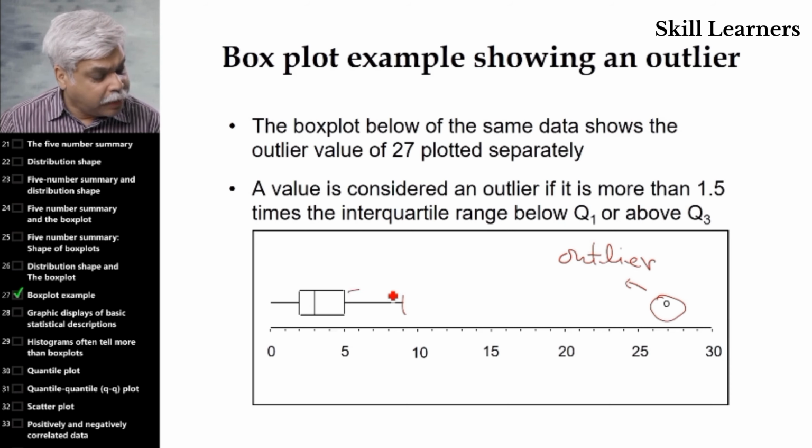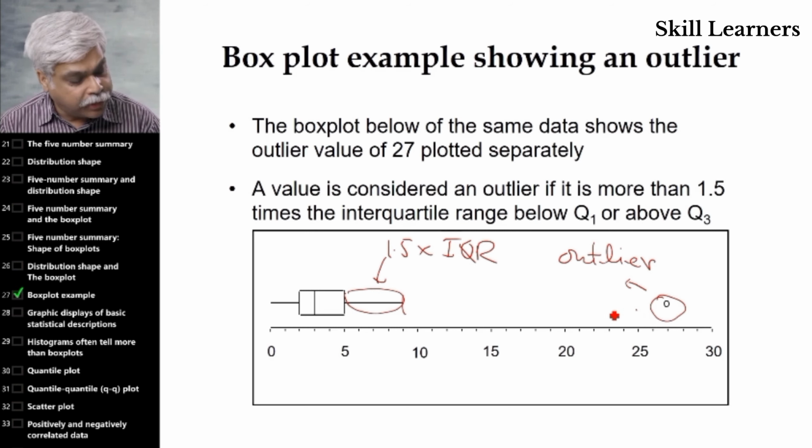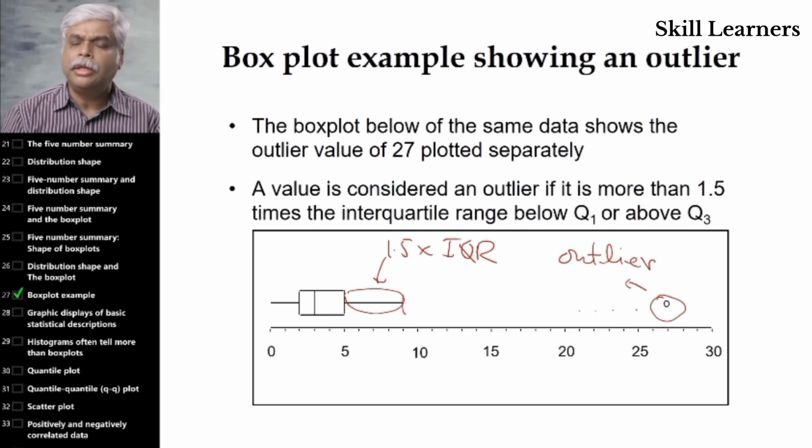So when does this line stop? This length is 1.5 multiplied by the interquartile range. So the box plot extends to the maximum value of the data. But if the maximum is very large, it only goes up to 1.5 times the interquartile range and stops, and then shows data points outside it separately. So the box plot becomes now a device for showing outliers as well. Not just one, but however many there are.